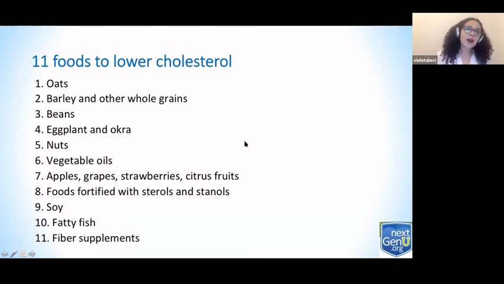And here are 11 foods that are important to take into account when we want to lower cholesterol. Oats, barley and other whole grains, beans and all legumes, eggplants and okra, nuts, any kind of nuts, and seeds are very important. Vegetable oils, specifically the ones that come naturally, like olive oil and avocado oil, are the most important.